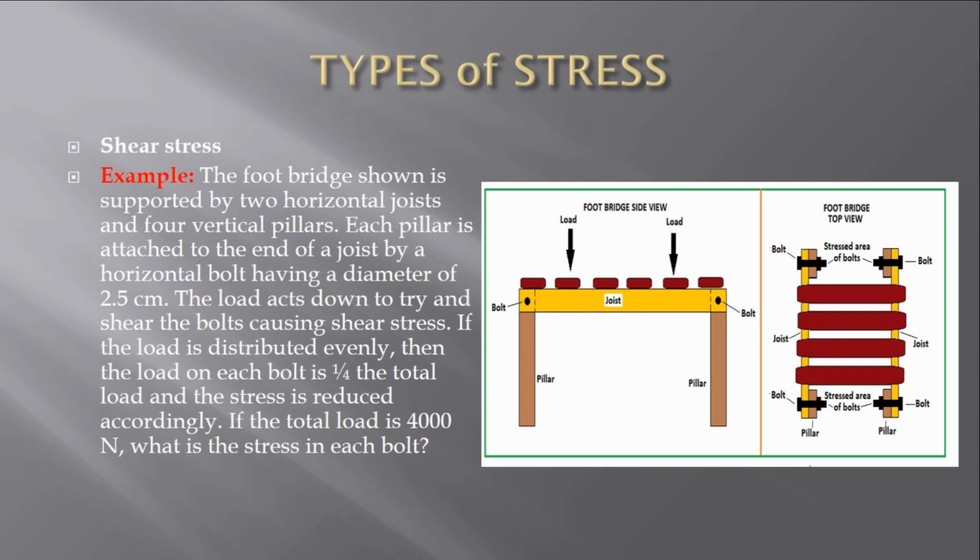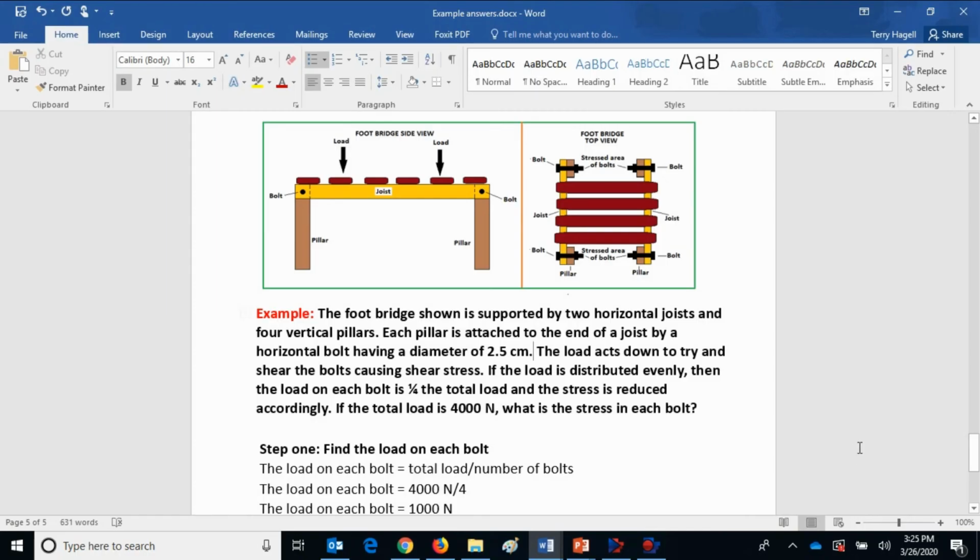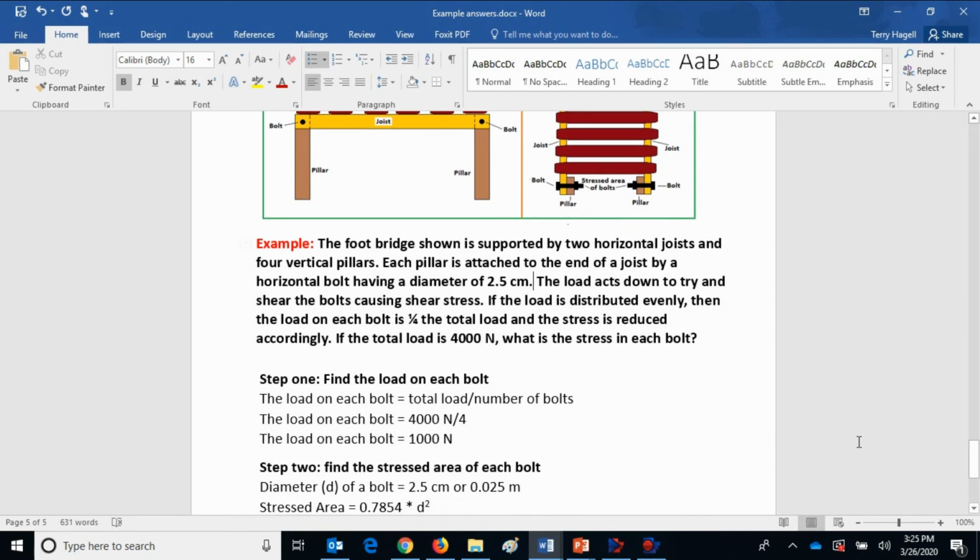If the load is distributed evenly, then the load on each bolt is 1/4 the total load, and the stress is reduced accordingly. If the total load is 4,000 newtons, what is the stress in each bolt? Step 1. Find the load on each bolt. The load on each bolt equals the total load divided by the number of bolts. Load on each bolt equals 4,000 newtons divided by 4. Load on each bolt equals 1,000 newtons.